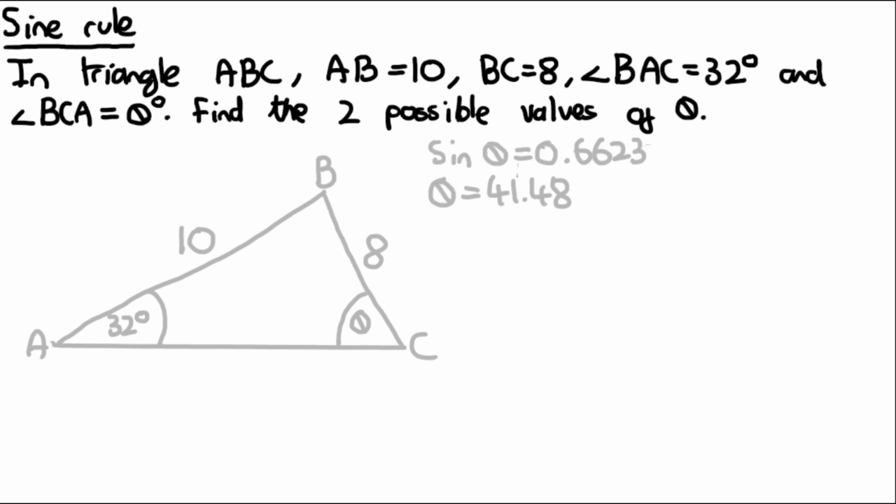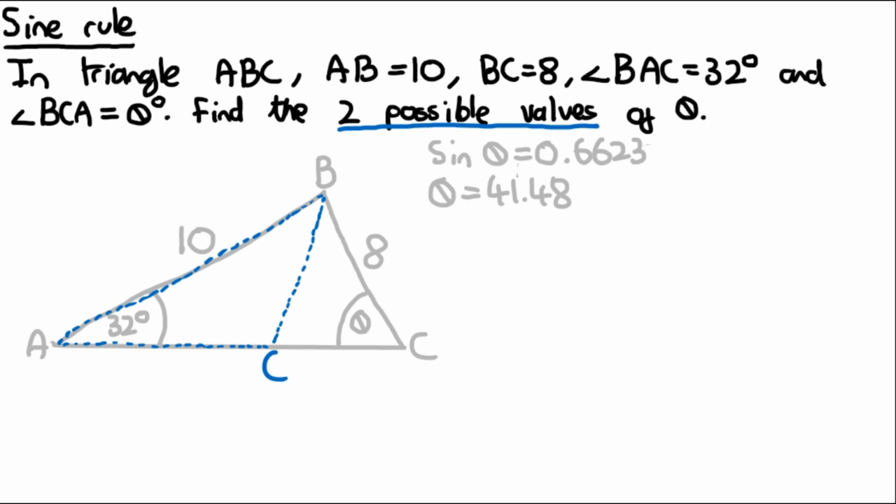Now note that the question says to find two possible values of theta, and the reason for this is because there's actually two ways that we can draw this triangle. One like we did here, but another very similar triangle where we still have this line here and we have some of this line, but rather than drawing this line here, instead we draw it going down here. Connect these two lines and then we call this C.